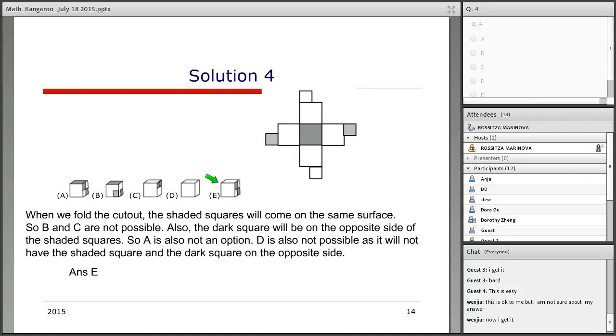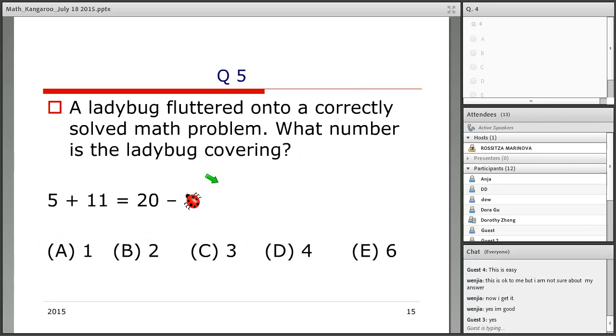Question number 5. If everybody is okay with the solution, I'm going to move on to the next question. Awesome. So perfect. I will be moving on to the next question. Here comes your next question. A ladybug fluttered onto a correctly solved math problem. What number is the ladybug covering?